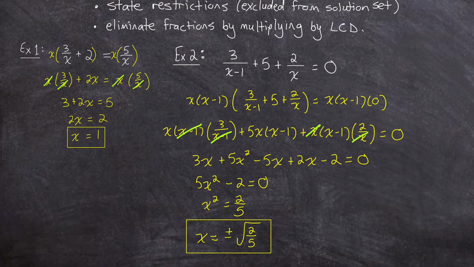And for both of the equations we just solved, I forgot to mention the restrictions on the variable. In the first equation, the only restriction was that x can't be 0, and the solution was 1, so that's fine. And in the second equation, the restrictions would be x can't be 1, and x can't be 0.